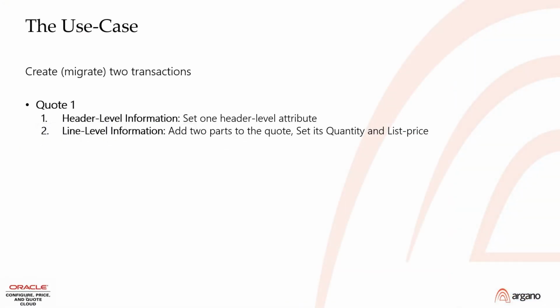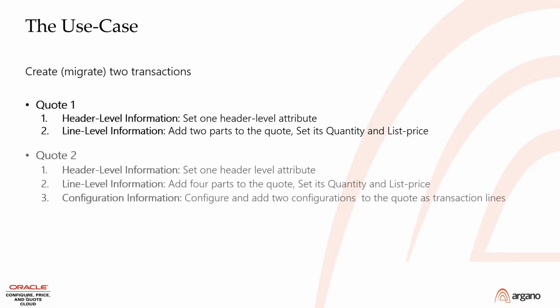To understand how the framework works, we will consider a simple use case and use the tool to migrate the data for two legacy quotes and create quotes on Oracle CPQ Cloud. In the first quote, we will set one header level attribute. We will also be adding two parts to the quote as quote lines. For these lines, we will set their quantities and their list price.